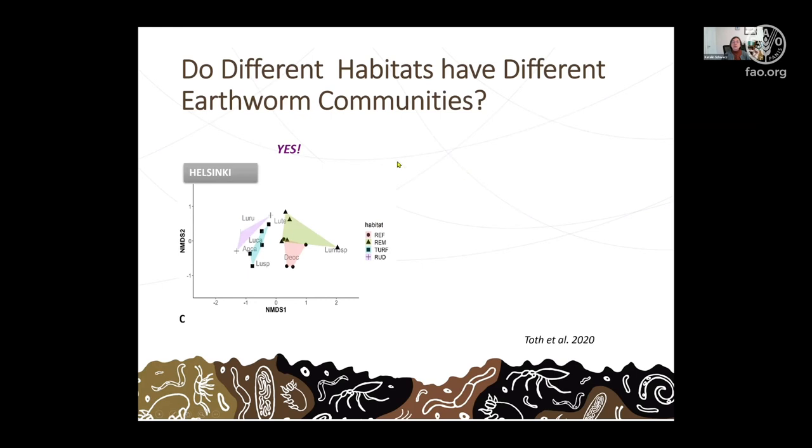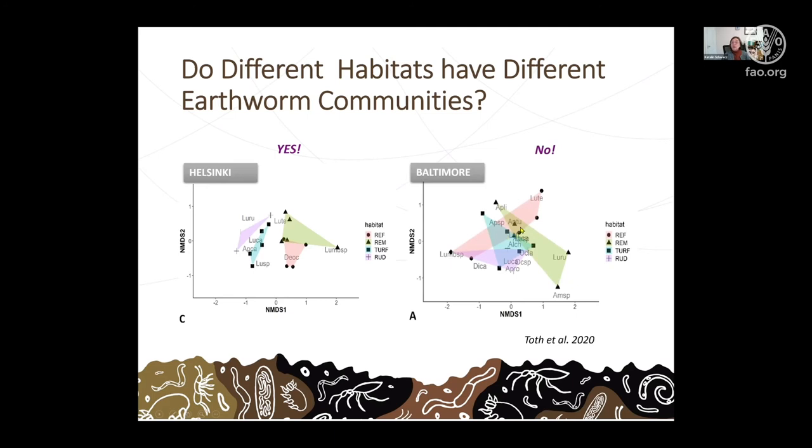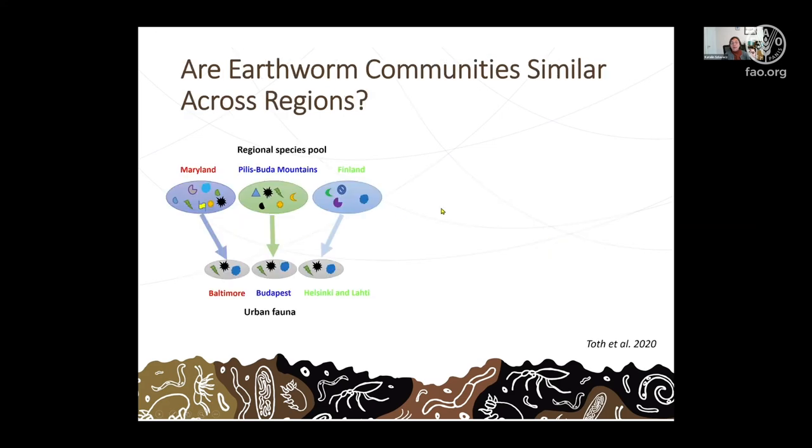We had two basic questions with the earthworm communities. One is a city-scale question: do earthworm communities overlap across these different habitat types, reference, remnant, turf, and ruderal? The answer was different depending on the city. For instance, in Helsinki, the fact that these little polygons do not overlap indicates distinct earthworm communities, whereas in Baltimore, where I live, the overlap indicates that the earthworm communities were very similar. Now we can ask the same questions on a regional or global scale. The question is how similar these earthworm faunas are to each other, but also to their respective regional species pool.